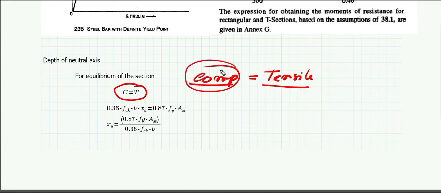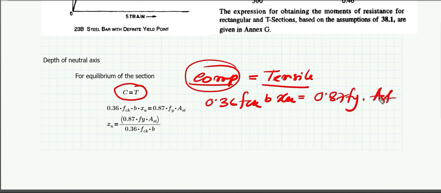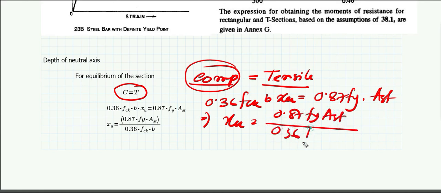And what is the compressive force value? We have already calculated that 0.36 FCK B XU is the total compressive force. And what is the tensile force? The stress in steel is 0.87 Fy into AST. So from this you can find out the value of XU. XU is 0.87 Fy AST divided by 0.36 FCK B. Sorry, XU is not there in the denominator. So this is the equation.